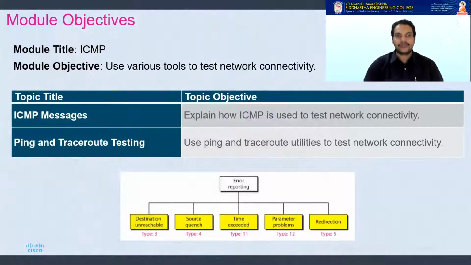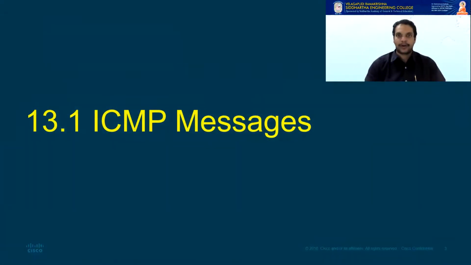Now, these are the two things that we are going to discuss in this particular module. The first one is what are the different types of ICMP messages, and the second is ping and traceroute testing, how we can actually use these two tools in order to check the connectivity. Let me go to the first part, which talks about the ICMP messages.